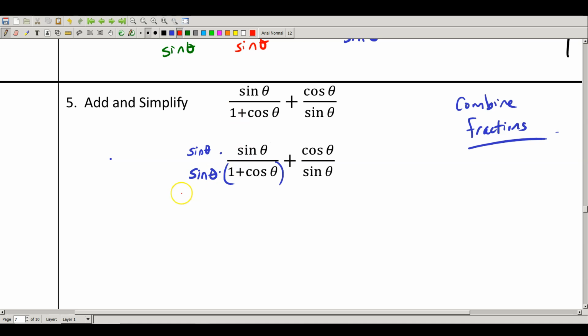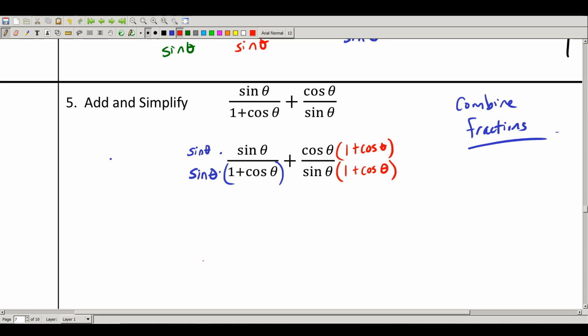Now looking at our denominators, do we have common denominators? No, we do not. So what does the right fraction need that the left has? Well, the right fraction needs this 1 plus cosine theta. It needs that whole group. So I'm going to have to multiply the right fraction by 1 plus cosine theta, that whole group on the bottom, but also on the top.